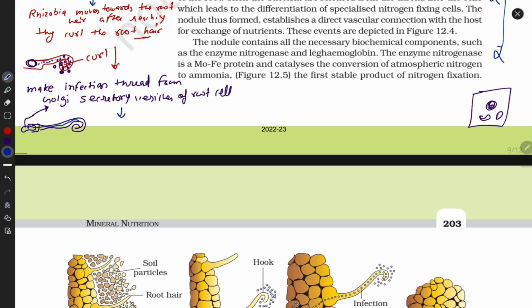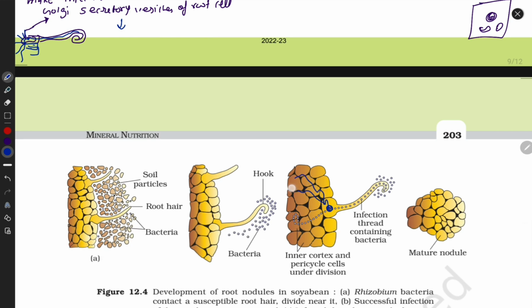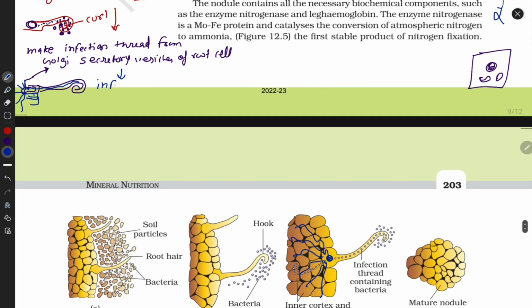And what do they do? The infection thread circulates all over the cell. Look here, the infection thread is formed and circulates all over the cell. Now I'm writing here: the infection thread reaches the end of the cell and fuses with another cell. Now clear? They fuse with another cell. Now this is clear. Okay, now next.